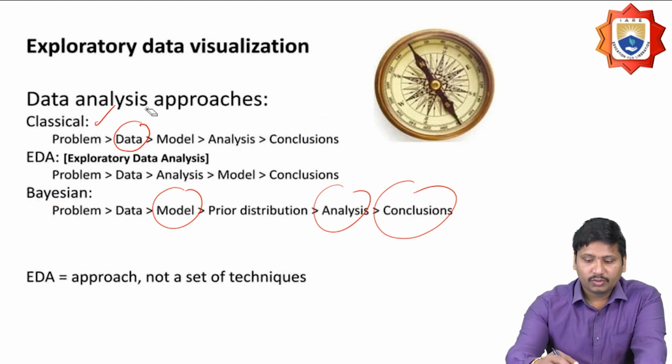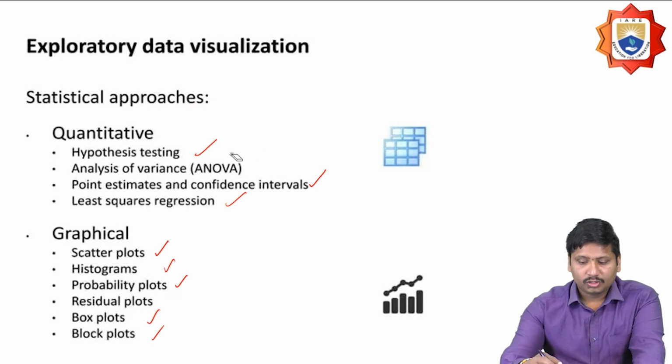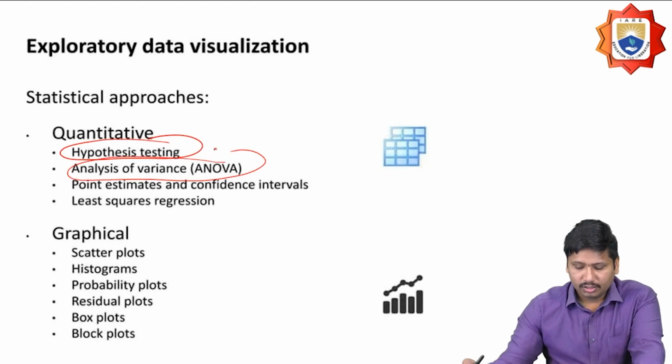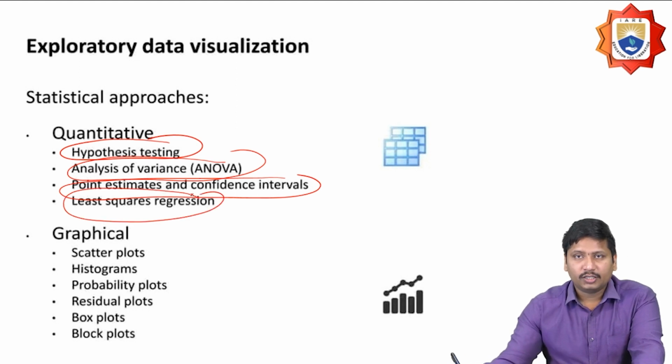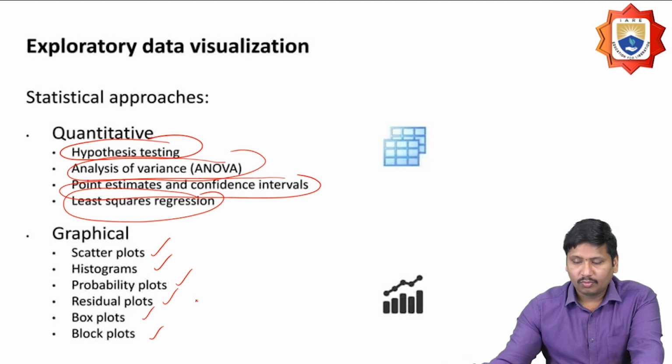And for explanatory data visualization, there are different types of approaches: the classical analysis of data approach, EDA (exploratory data analysis), and Bayesian data analysis. So we have different types of data analysis approaches, and EDA is an approach, not a technique. Some of the statistical approaches, when data is quantitative, include hypothesis testing and analysis of variance, point estimates and confidence intervals, and least squares regression. For graphical exploratory data analysis, we normally have scatter plots, histograms, probability plots, residual plots, box plots, and log plots.